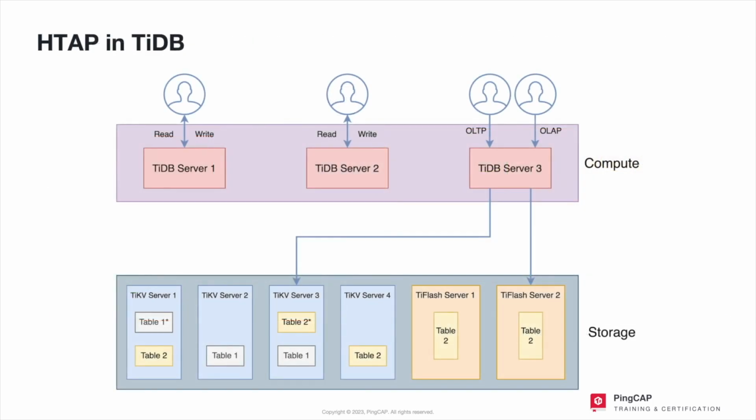TiDB solves many of the OLTP and OLAP problems we discussed on the previous slide. TiDB is designed to store row-based data and columnar data in a single environment. As we mentioned previously, row-based data is stored in TiKV. TiDB also provides a storage engine for columnar data. This storage engine is called TiFlash.